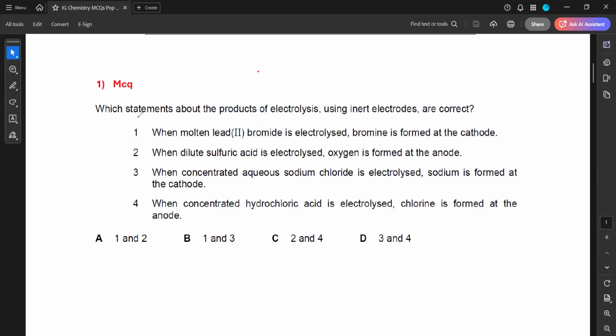Look, the question is which statements about the products of electrolysis using inert electrodes are correct. Let's check the first statement. When molten lead(II) bromide is electrolyzed, bromine is formed at the cathode. So if we have molten lead(II) bromide, inert electrode means the electrodes will not react. So positive and negative, from the negative terminal, electrons will move out. So the majority of electrons are here and most of the positive charges here. Now, it's lead(II) bromide. So what are the ions present? It contains a lead ion and it contains a bromide ion.